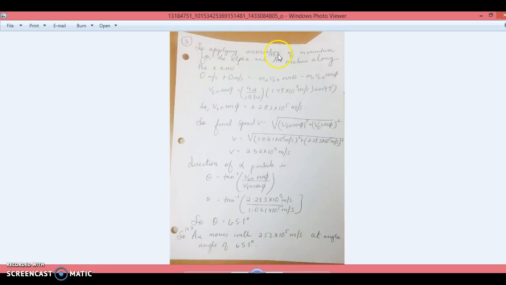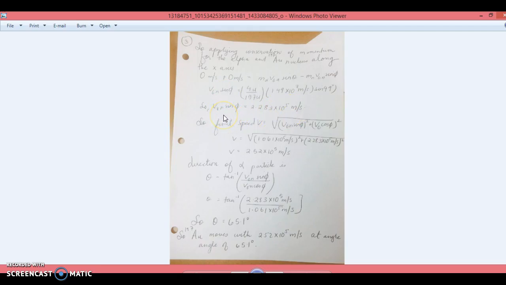Similarly, we apply the conservation of momentum principle along the y-axis. As we know, the alpha particle is not moving in the y-axis initially. Both their speeds are zero, so the momentum becomes zero. Then, this is the final momentum of the alpha particle in the y direction. This is the final momentum of the nucleus, or the gold, in the y direction. Therefore, it has sine theta and sine phi. Similarly, we solve for v final sine of phi. We get v final nucleus sine of phi as 2.283 × 10^5 meters per second.